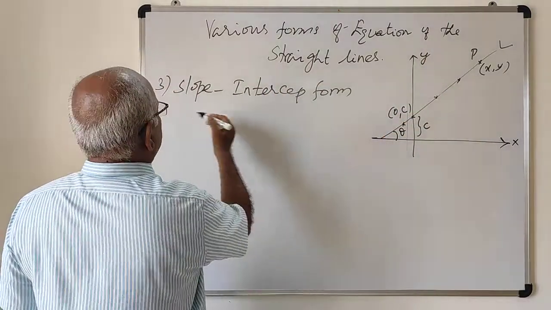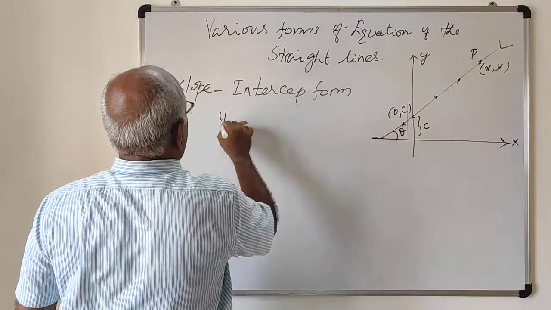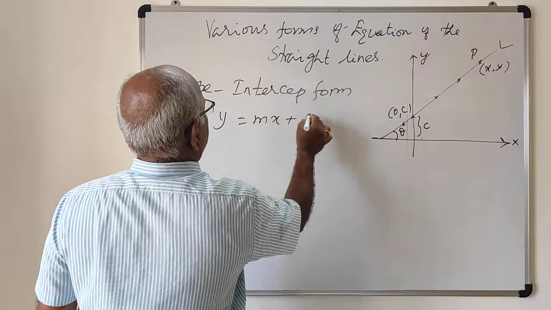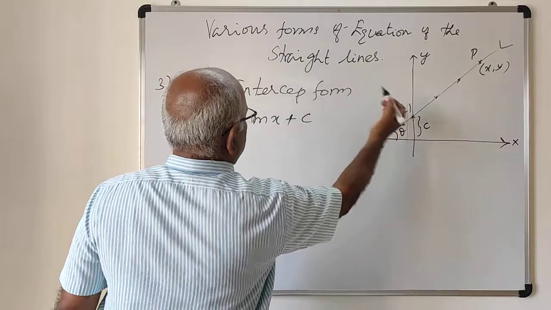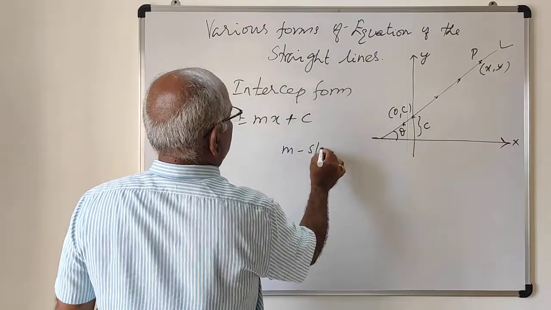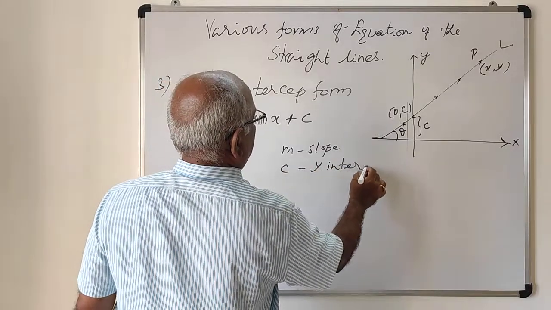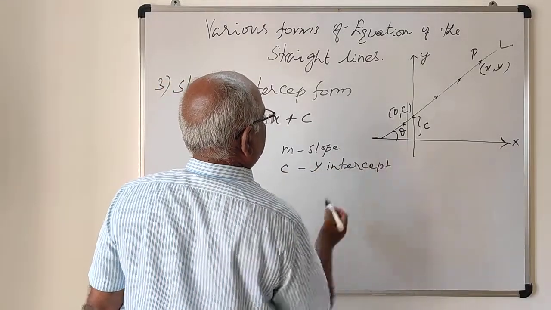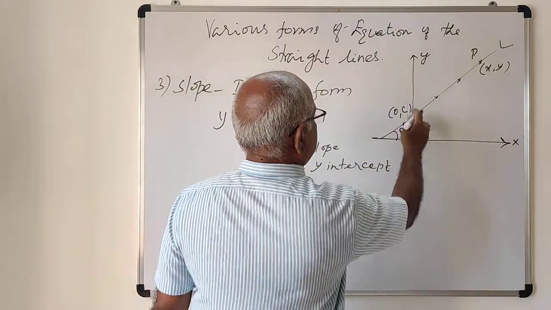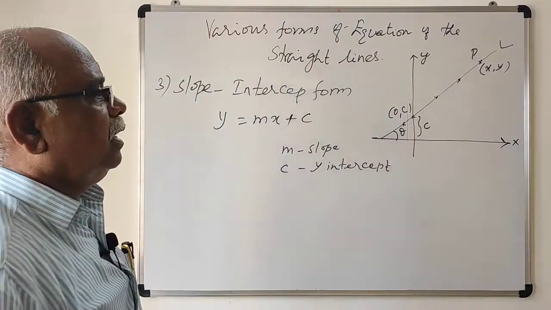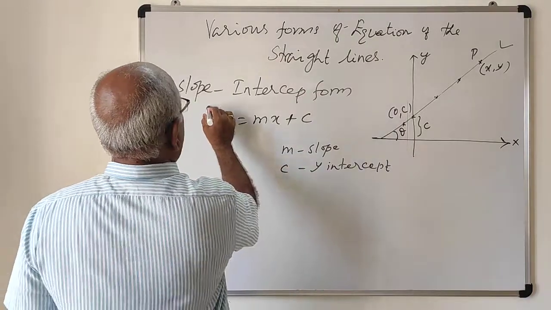And the slope intercept form is y equal to mx plus c, where m is the slope of the line and c is the y-intercept. The line cuts the y-axis at a distance c. That is called the y-intercept. This is called the slope intercept form.